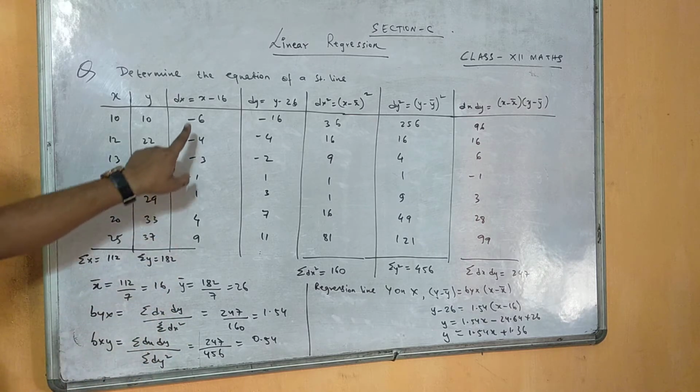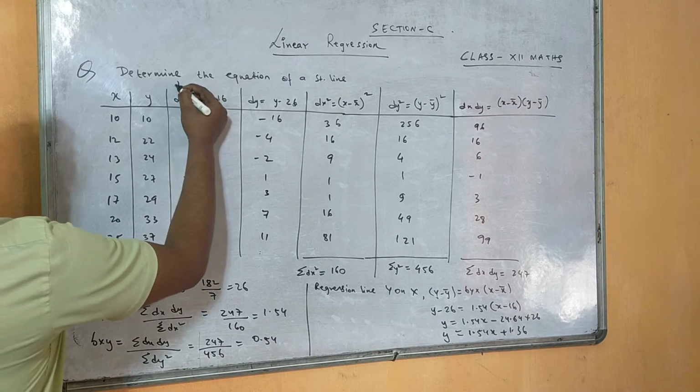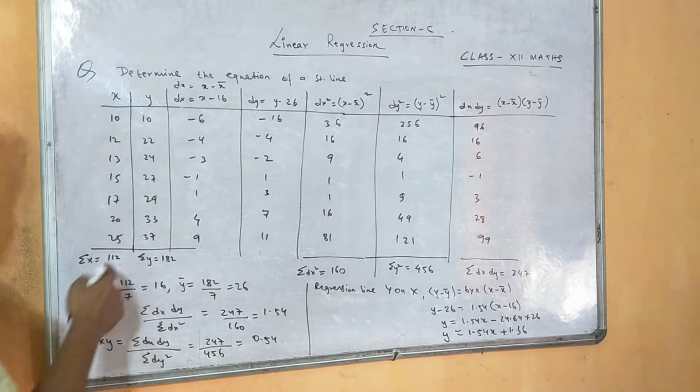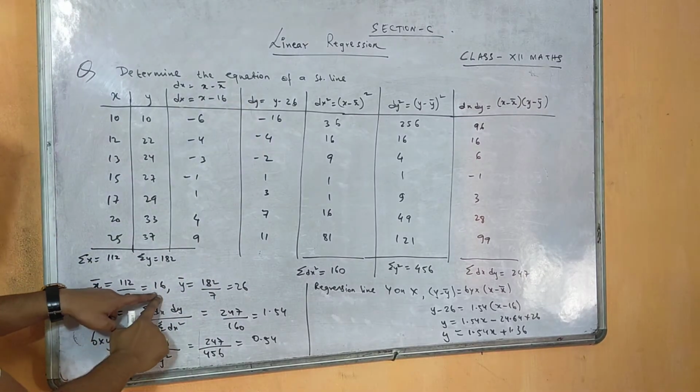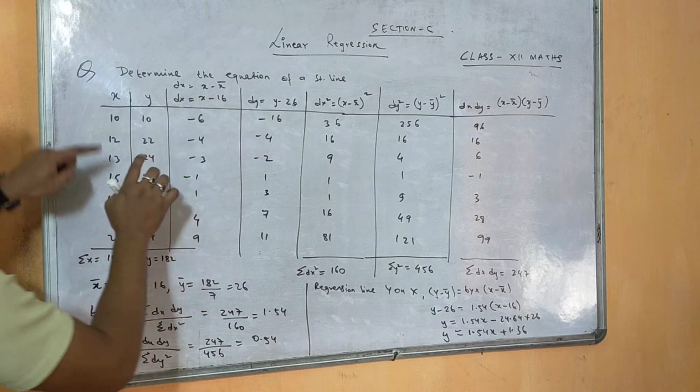What is dx? Dx means here x minus x bar. So here dx means x minus x bar. As I got x bar as 16, you see 16, so directly I have substituted 16 here. Now x minus 16, what is our x?